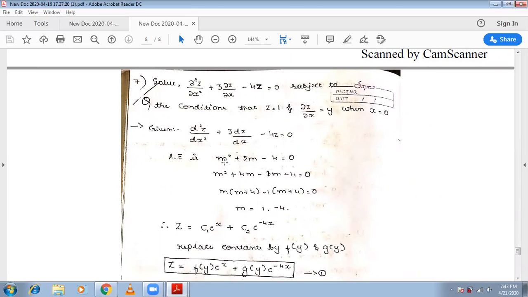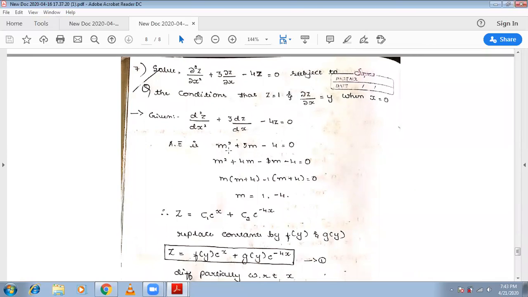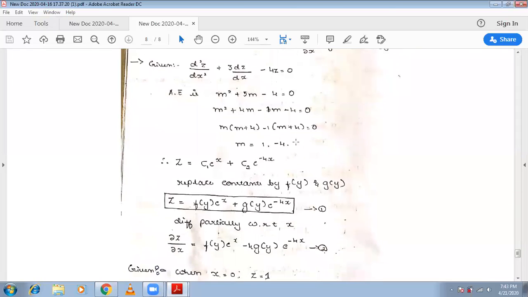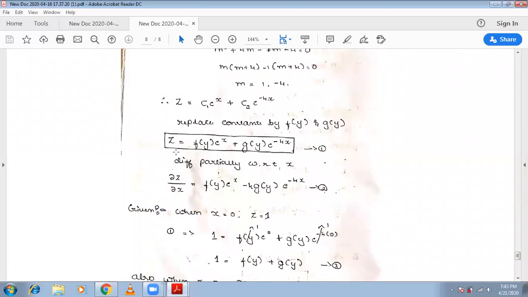This is a quadratic equation. Write the auxiliary equation. The auxiliary equation is m² + 3m − 4 = 0. Simplify this. We obtain two roots, 1 and −4. These are real and different. Write the solution z = c1 e^(1x) + c2 e^(−4x). Replace c1 and c2 by functions of y, f(y) and g(y). So the solution is z = f(y) e^x + g(y) e^(−4x). Call it equation 1.